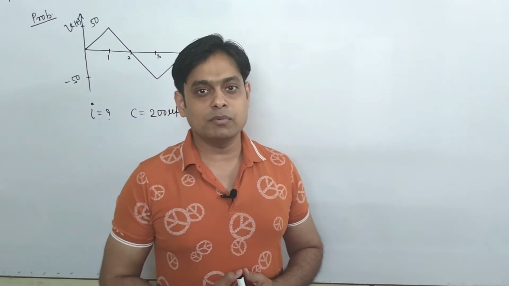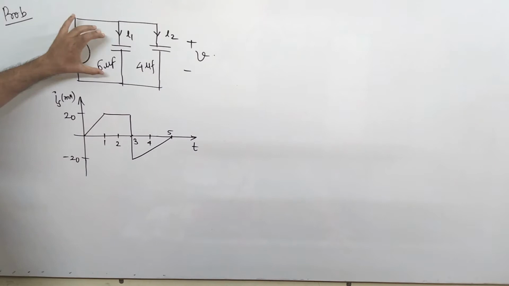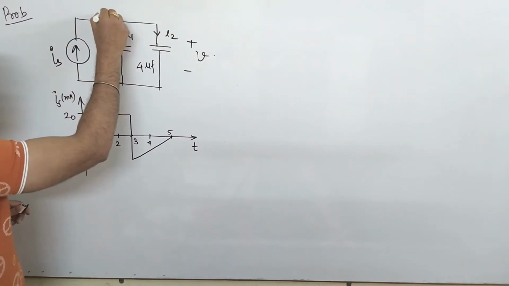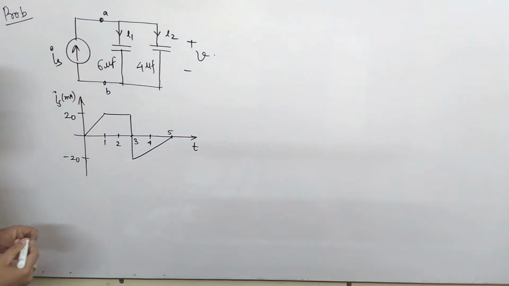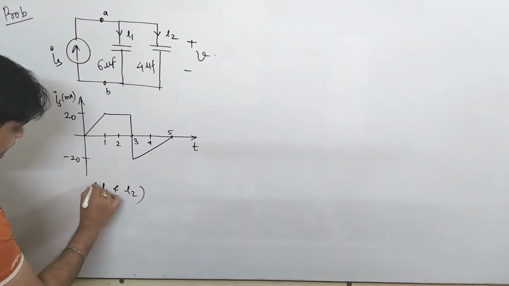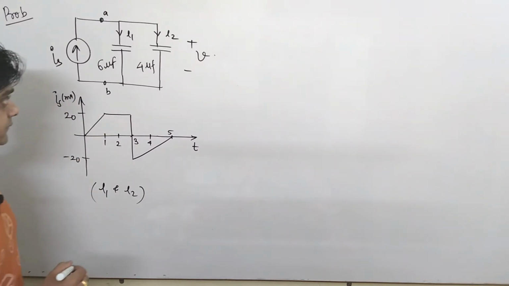Okay, so we start with the problem solving session, and this is your IS. This IS is applied across this circuit. Say this is a terminal AB, and here two capacitors are connected whose values are 6 microfarad and 4 microfarad. You have to find the values of I1 and I2 in this problem. And this is your IS, in milliampere, and this is the condition given. Now please try to understand.